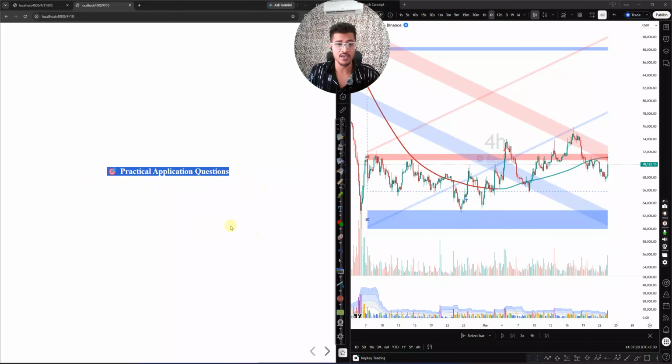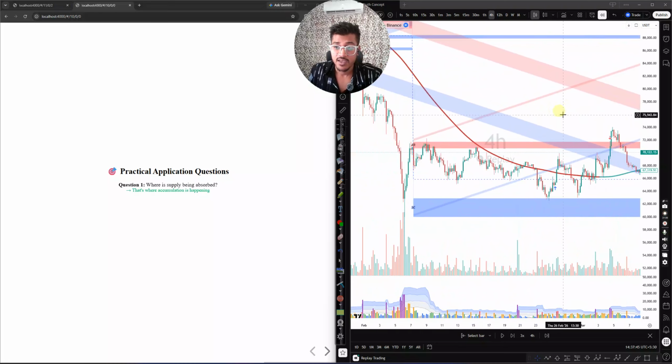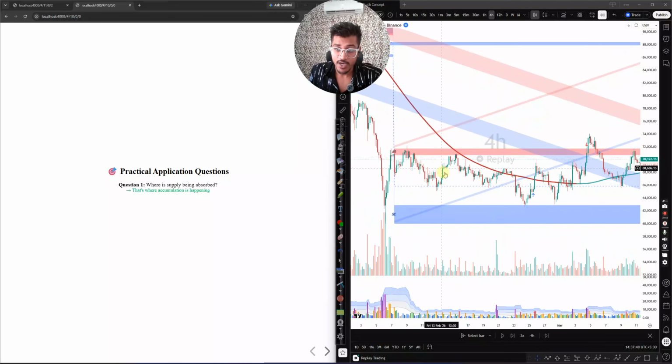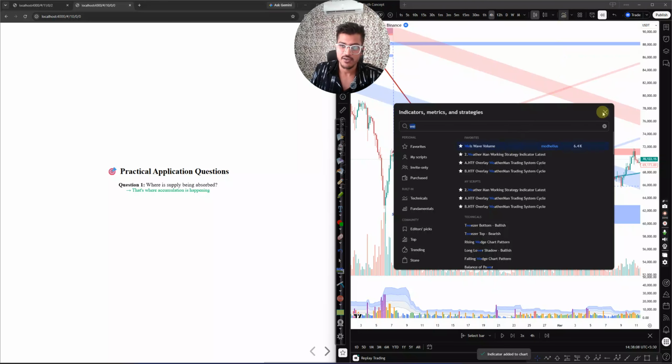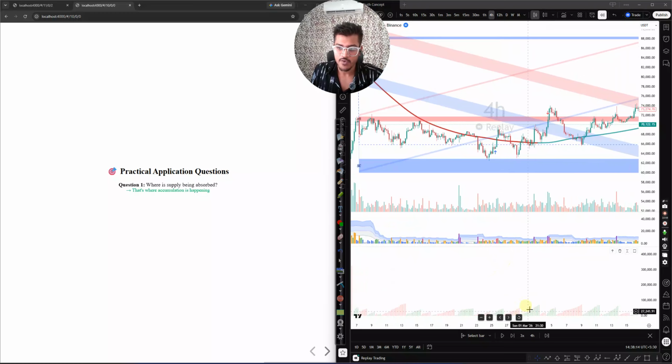The practical application questions we might be asking after all this is: where is supply being absorbed? That's where accumulation is happening. If the supply is being absorbed around here, then there is accumulation happening. You can see as the market is coming down, volume is decreasing, and as the market goes back up, volume is increasing. I'll teach you later on, but you can see it here. This is the wave volume.